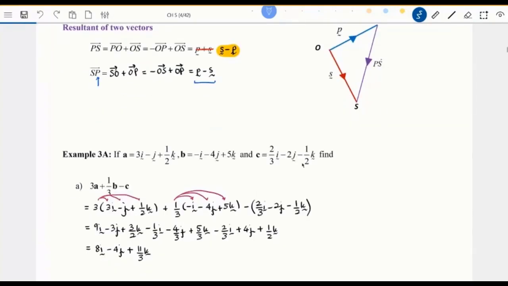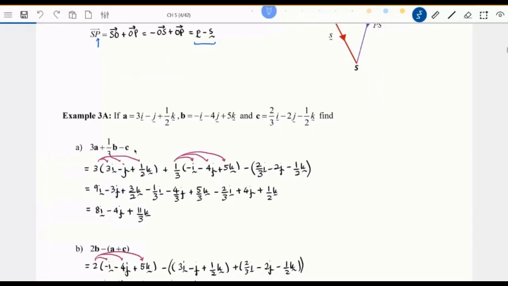So we have vector A, vector B, vector C. So finding 3A plus 1 over 3B minus C. Okay. Dalam soalan dia akan letak bold letter. Okay. Kamu punya letter ni akan bold kan. Tapi untuk jalan kerja kamu mesti letak in term of tilde. Which is yang ini.